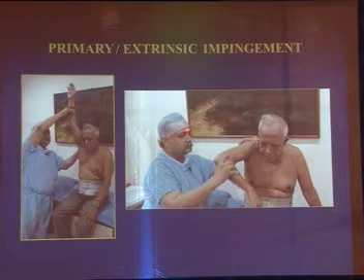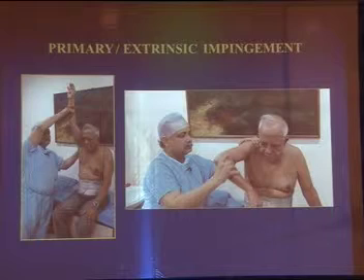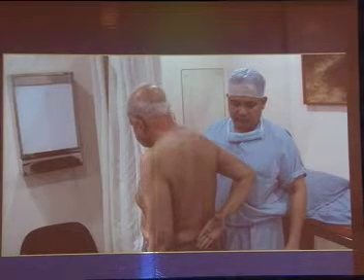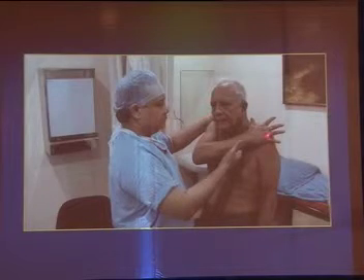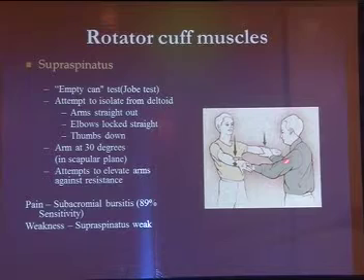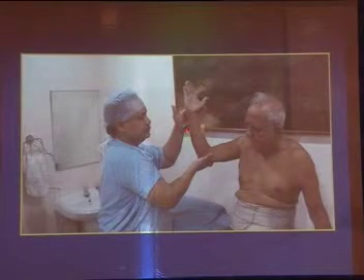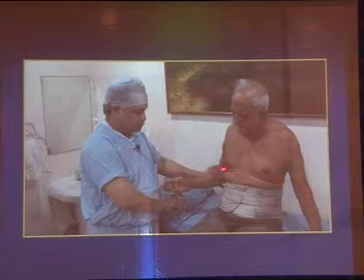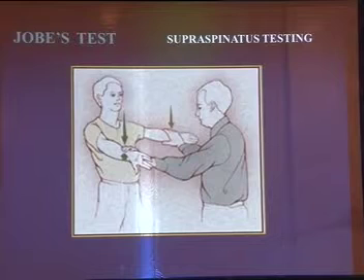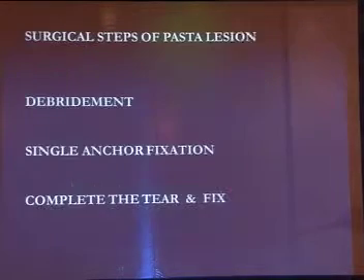You do all the routine classic tests like the Neer test, Hawkins. Then you test the individual muscles, like the subscapularis. This is the bear hug test for the subscap, and the belly press. Then again you have to test the supraspinatus, like the empty can test, Jobe test. Then the infraspinatus, and this is for the teres minor. So every muscle you have to test. This is the classic Jobe test.